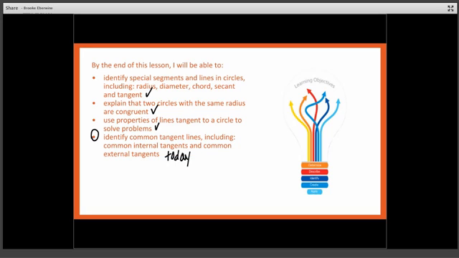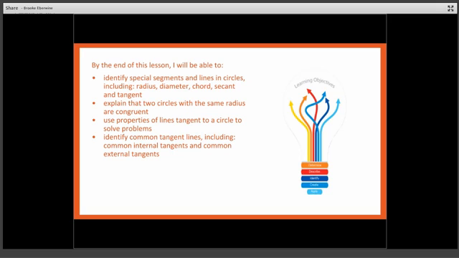We will be identifying common tangent lines, including common internal and common external, and we will be using them to solve problems. So what I first want to talk about are the vocabulary words for today, and that includes tangent lines to circles and circles tangent to each other. We're first going to talk about tangent lines to circles. We have 2 types: common internal tangents and common external tangents.